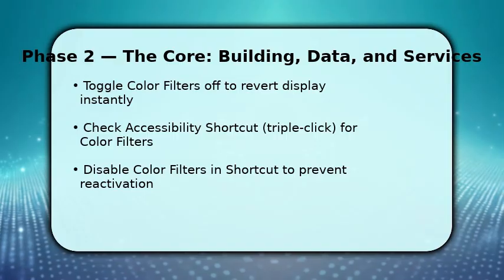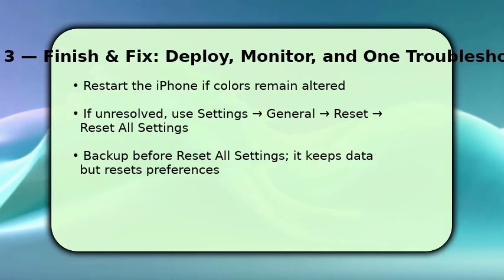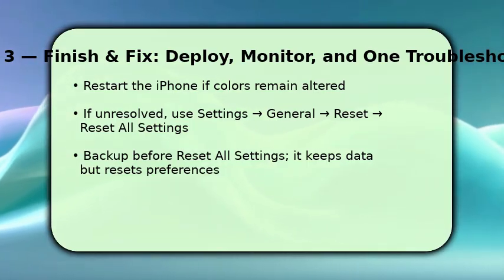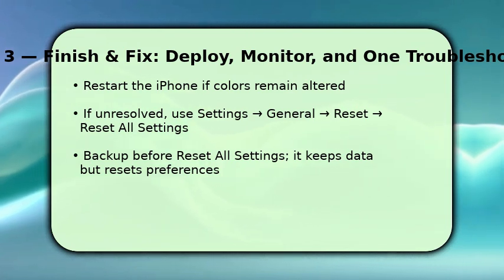Finish by restarting your iPhone to clear any lingering display state. Power it off, then on. If the color filter still appears after restart and shortcut removal, the only remaining non-hardware fix is reset all settings.